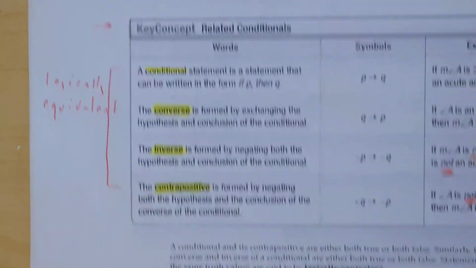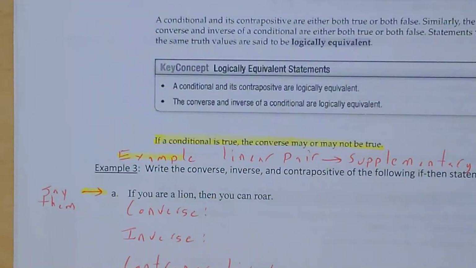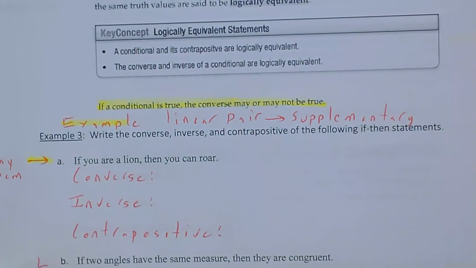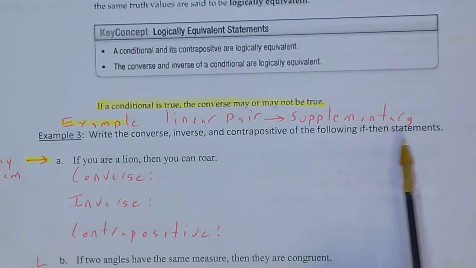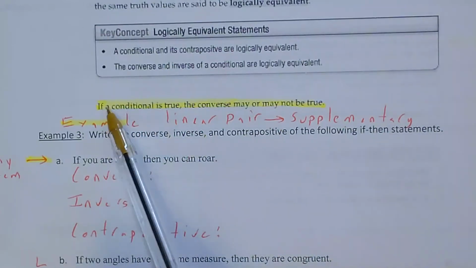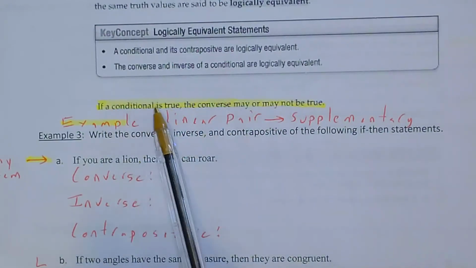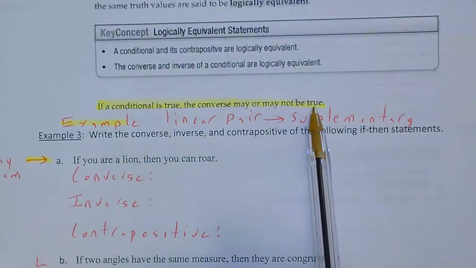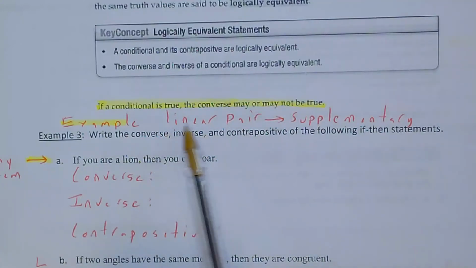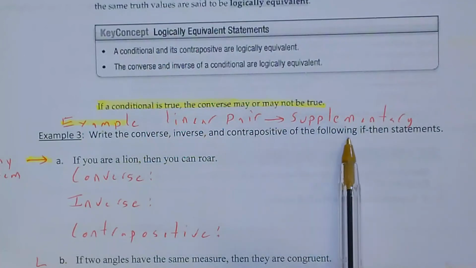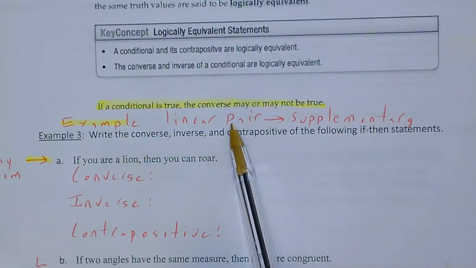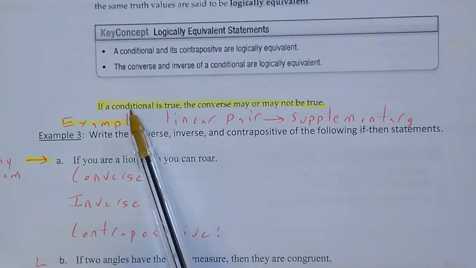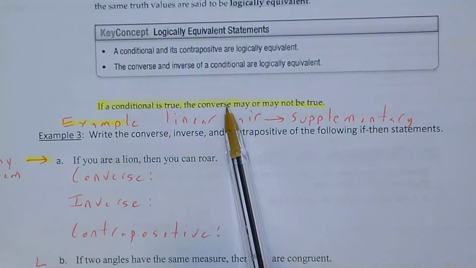Okay, so we're going to do an example down here. We're going to write the inverse, converse, and contrapositive of the following if-then statements. Oh, let me read this to you. If a conditional is true, the converse may or may not be true. So listen to this statement. If I am a linear pair, then I am supplementary. That is true. But if I flip it around and do the converse, if I am supplementary, then I'm a linear pair. That is not true. So keep in mind that just because a conditional is true, the converse might not be true.